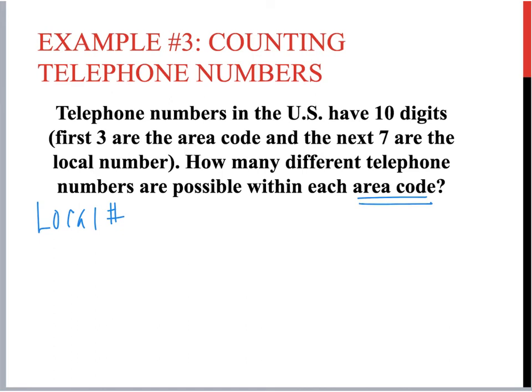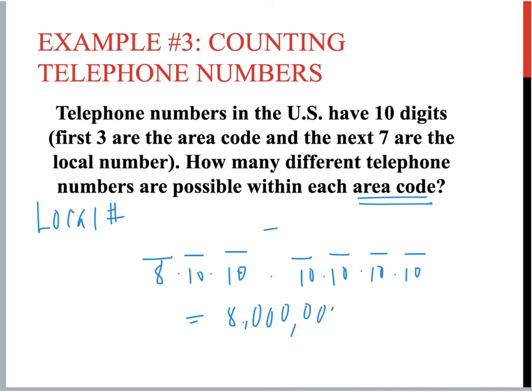Local numbers have 7 digits, so that's 1, 2, 3 digits, and then it has the last 4 at the end. Okay? Technically, there are 10 possibilities for each number. However, the very first number, usually you don't have a phone number start with a 1 or a 0, so really there are only 8 possibilities there. So if we multiplied them all together, we would get 8 million numbers within an area code. 8 million possibilities.